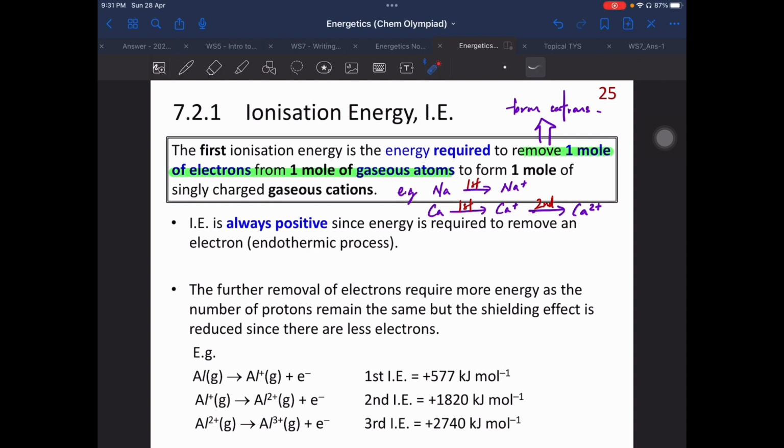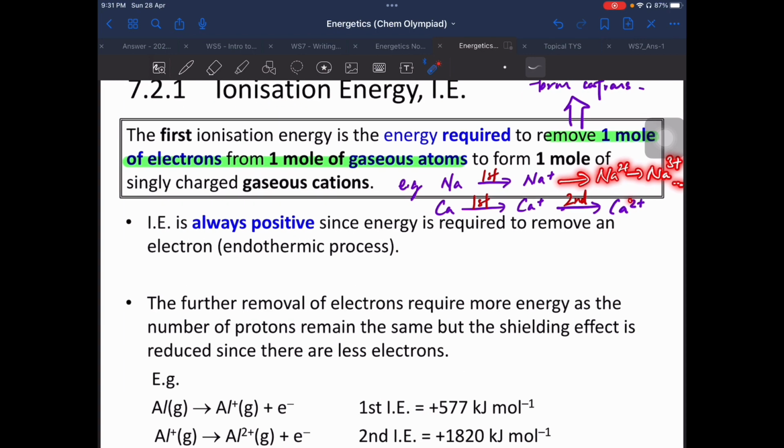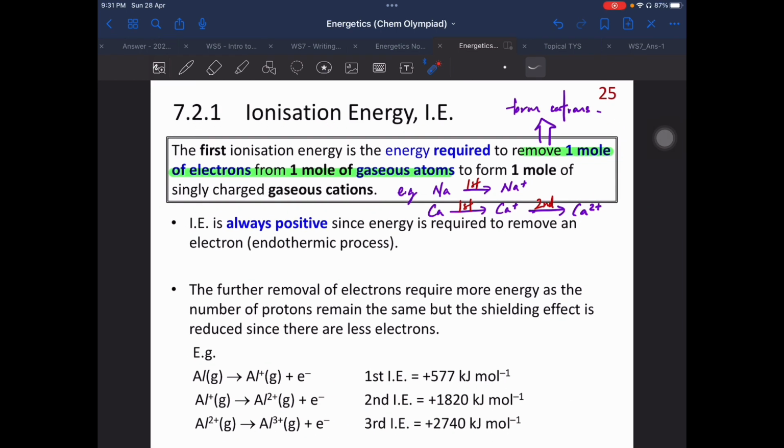Now, theoretically, you can keep doing ionization over and over again until you remove all the electrons from the atom, or the ion in this case. So theoretically that is possible, but of course in terms of the energy that's involved, it will become more and more and it gets harder and harder, right?